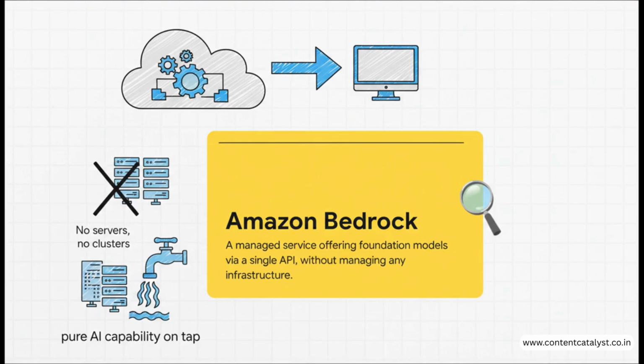Okay, the two most important words you need to know here are fully managed. And what that really means is that Amazon does all the heavy lifting, all the incredibly complex, mind-bending work of actually running these giant AI models. They handle it. So for you, as a developer, you get to just tap into all of that power with a simple API call. No servers, no clusters, none of that headache. It's just pure AI capability right on tap.